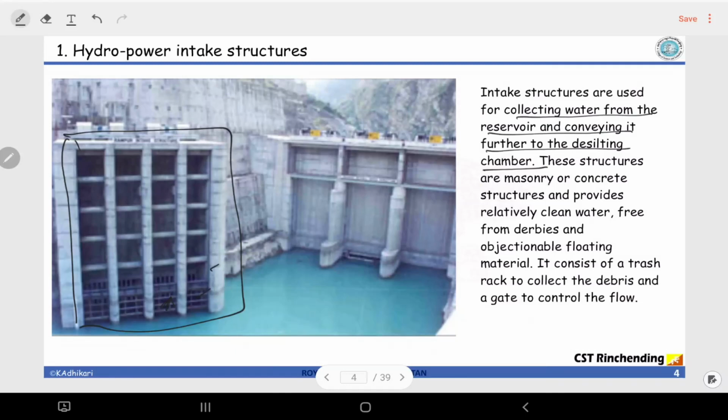Usually it is constructed of concrete, not masonry. Okay, it is a concrete structure in our case, and the main function of it is to get rid of all the debris, and it consists of a trash rack. So this is what we call the trash rack. This is the supporting structure. Okay, it's just a concrete supporting structure, and it also consists of a gate.